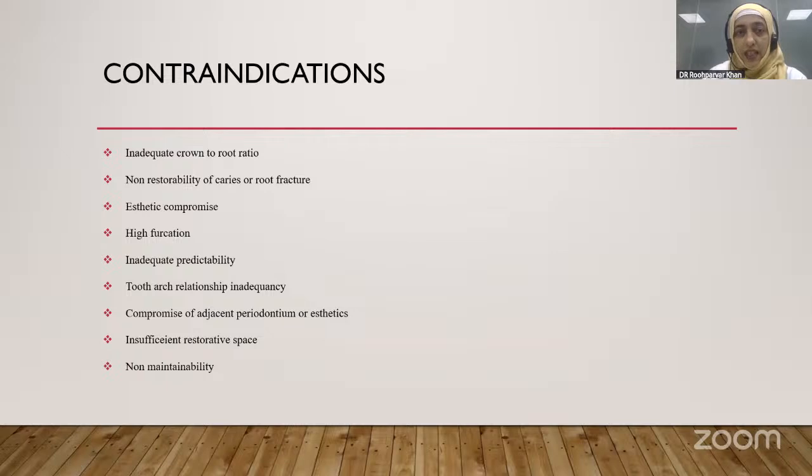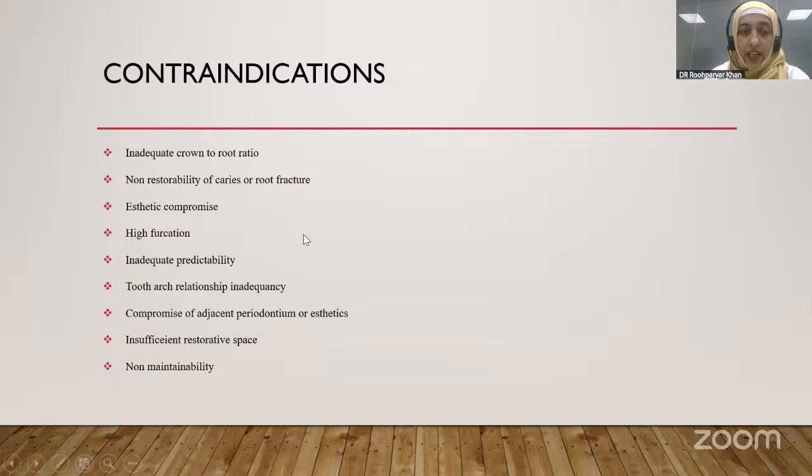Apart from consideration, there are certain contraindications for crown lengthening, which include inadequate crown to root ratio, non-restorability of carious tooth structure, and aesthetic compromise. Suppose the patient has a smile with a very long upper central incisor. In that case, crown lengthening is contraindicated. There we have to go for orthodontic intrusion of the tooth.